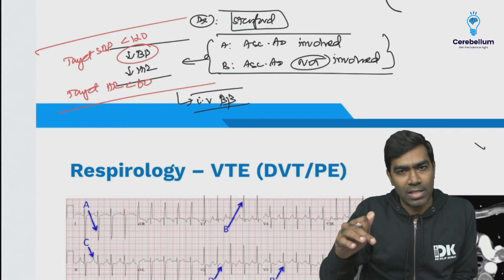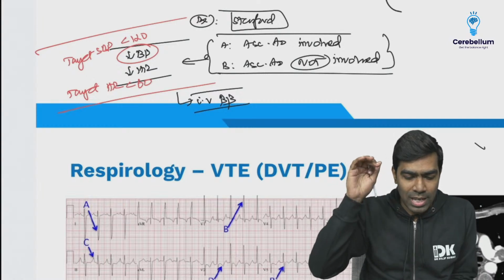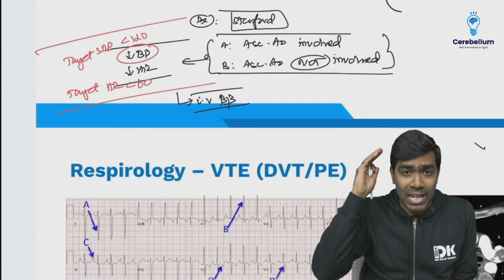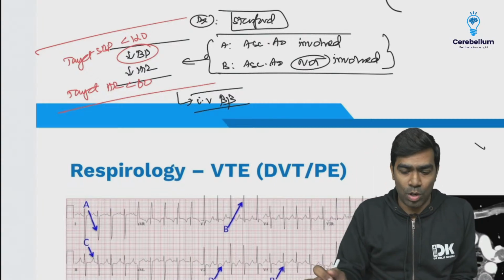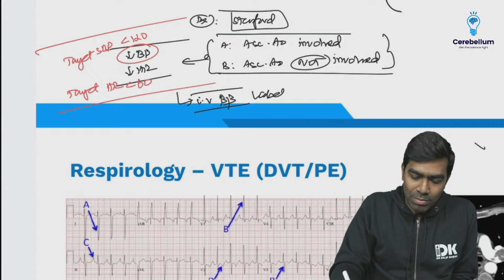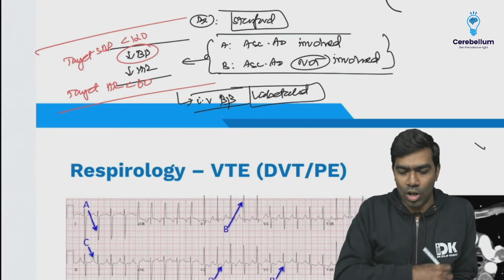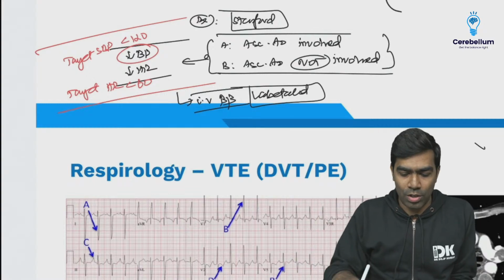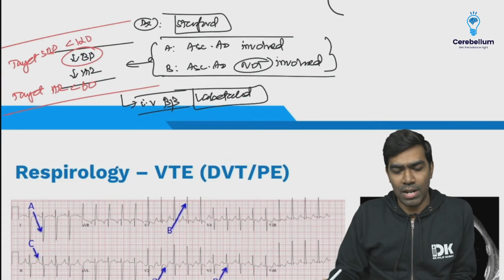In the Western textbooks, they would have mentioned the first choice IV beta blocker is esmolol, but we don't have esmolol in India. No company manufactures esmolol. So in India, we commonly use something called labetalol. That's the commonly used drug. But if esmolol is given in the option, that is the first choice according to the textbooks. Okay. So Stanford A, Stanford B.